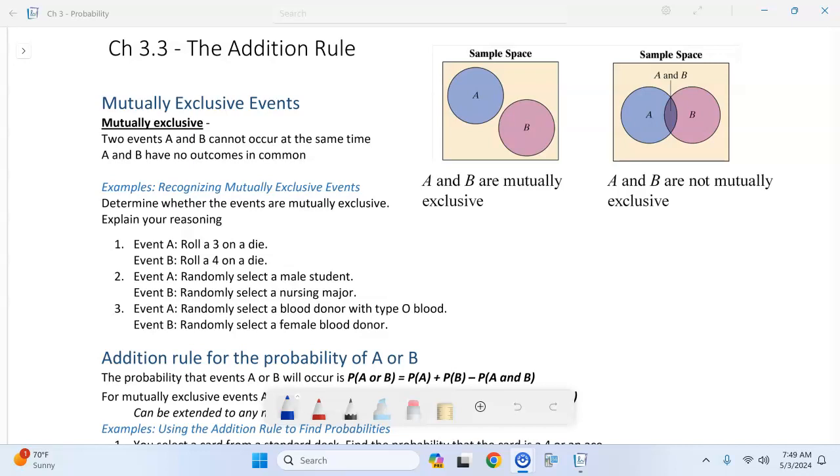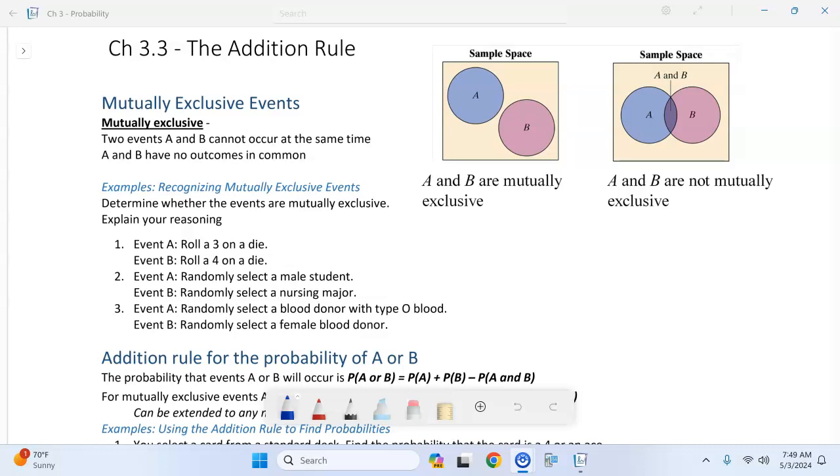Alright, so let's talk about the addition rule. Yesterday we covered the multiplication rule. That's when we had probabilities when we were looking at the probability of two events happening in sequence. Now we're looking at mutually exclusive events, whether they are or are not mutually exclusive.